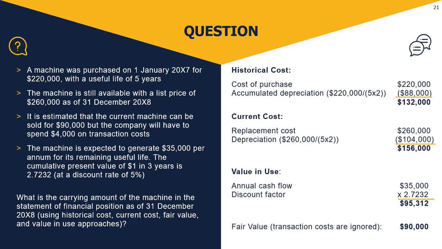So 132 for historic cost, 156 for current cost, 95,312 for value in use, 90 for fair value. You can probably see from this how important it would be. Remember comparability we talked about a while ago in session 1? If a company decides that they're going to change the way in which they measure something, that's going to have a significant impact on the figures. That change in measurement would need to be disclosed very clearly so the users can draw useful, relevant, faithfully represented information from it.